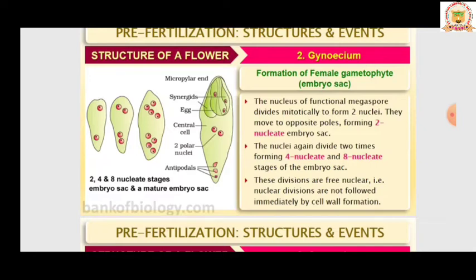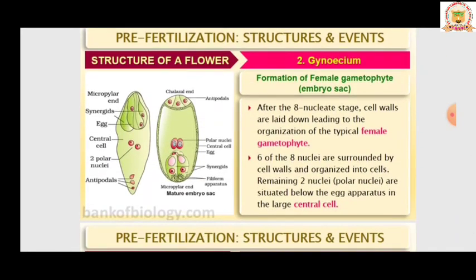So the functional megaspore formed from the ovule goes through mitotic cell division, forming 2 nucleate, then 4 nucleate, and 8 nucleate stages that develop into the embryo sac. So this embryo sac is said to be at the 8 nucleate stage. After the 8 nucleate stage, cell walls are laid down, leading to the organization of the typical female gametophyte.